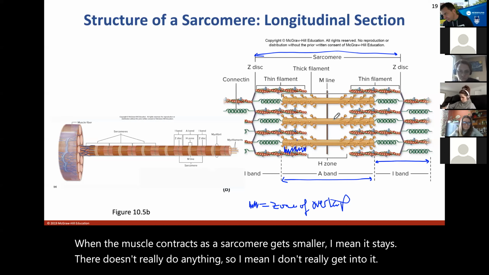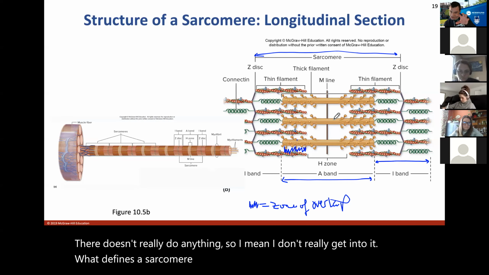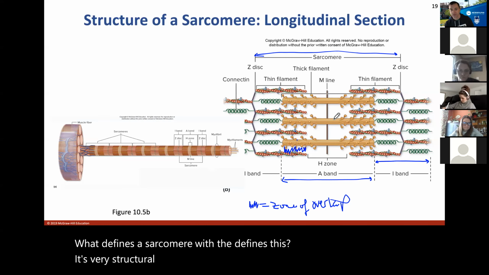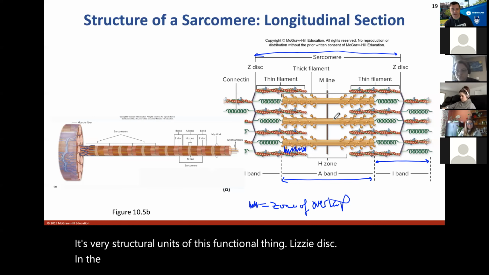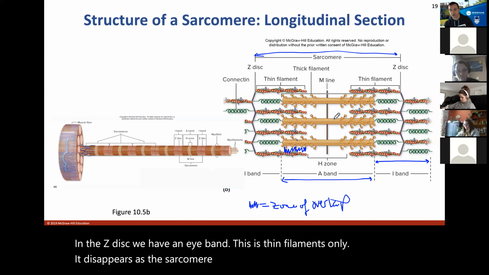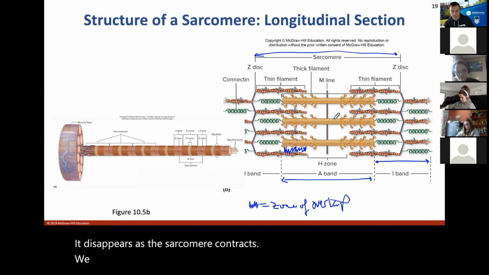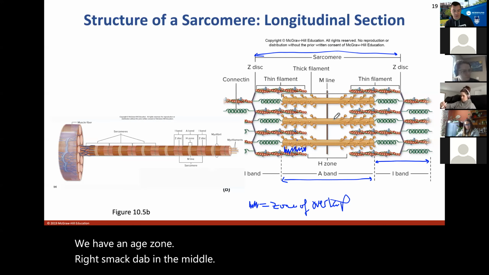What defines a sarcomere? What defines these structural units of this functional thing? The Z disc. In the Z disc, we have an I band. This is thin filaments only. It disappears as the sarcomere contracts. We have an H zone, right smack dab in the middle. It gets smaller as the sarcomere contracts.